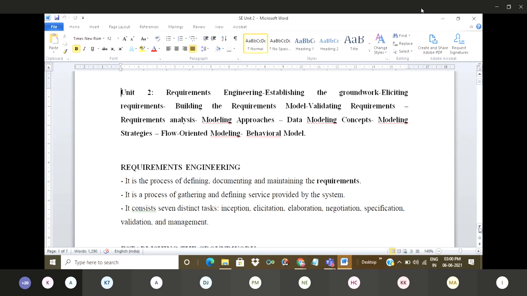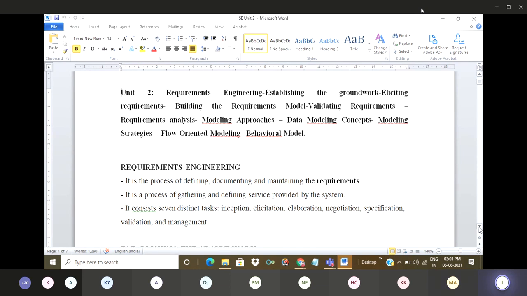So I will quickly revise. Yesterday we talked about requirement engineering, establishing the groundwork, eliciting requirements. Sir, can you hear me? Yes, I can hear you. Actually, we could not see your screen. What about others? Can you see my screen? Is it visible to you all? Yes, sir, visible. Okay, Tanan, you just leave the meeting and join again.